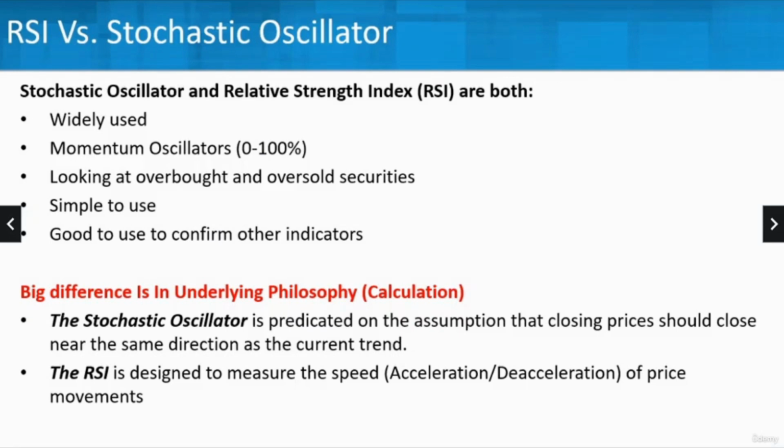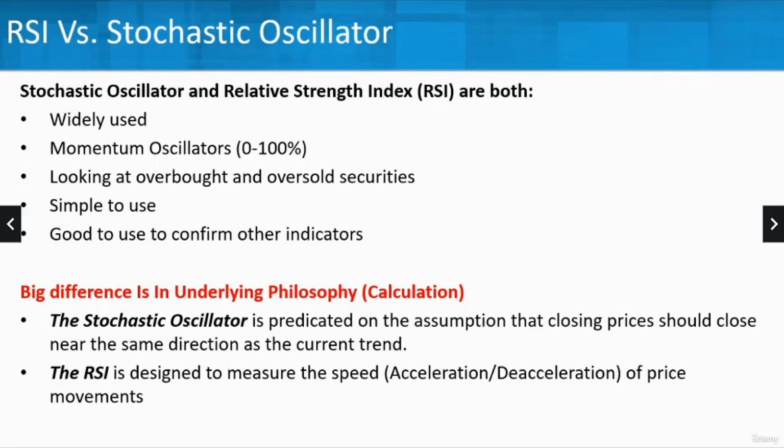So really what the big difference is, and how we might apply that, is the underlying philosophy, which gets into the math, which gets into the calculation. Again, you don't have to calculate on your platform, but if you think about it philosophically, this is where the difference comes in. The stochastic oscillator is predicated on the assumption that closing prices should close near the same direction as the current trend.